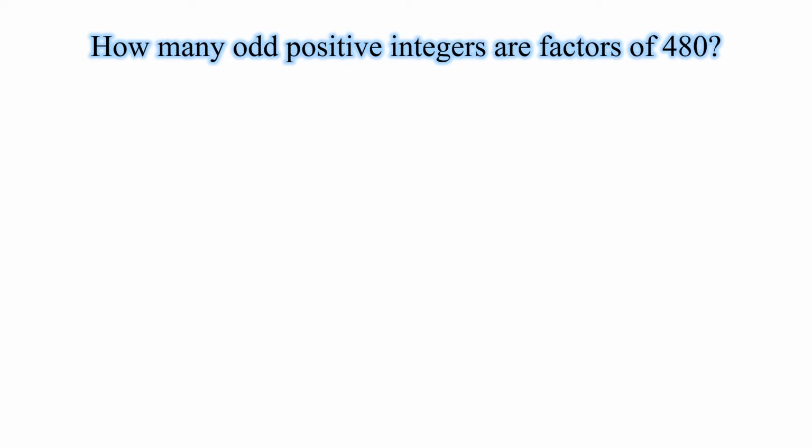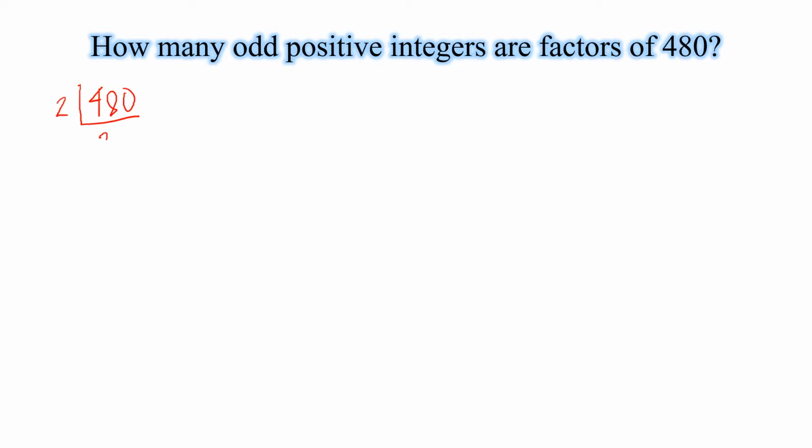This time, let us solve this problem. How many odd positive integers are factors of 480? Let us start by writing the prime factorization of 480. And we can do that by using the continuous division method. So let us divide 480 by prime numbers continuously.